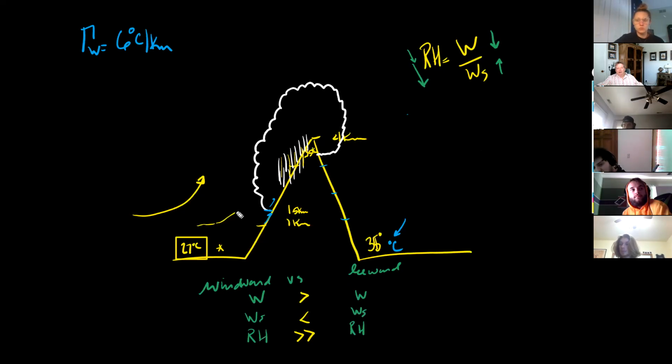So when you have air going up a mountain, when you're on the windward side of the mountains, it tends to be much more humid and rainy. On this side, it tends to be much drier and warmer. We call this a rain shadow desert.